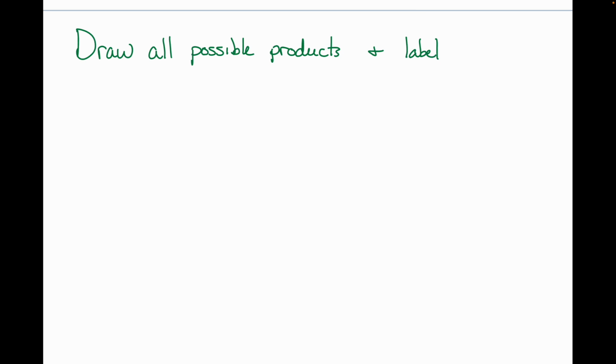Okay, so now let's do kind of worst case scenario. I want you to draw all possible products and label the major product.